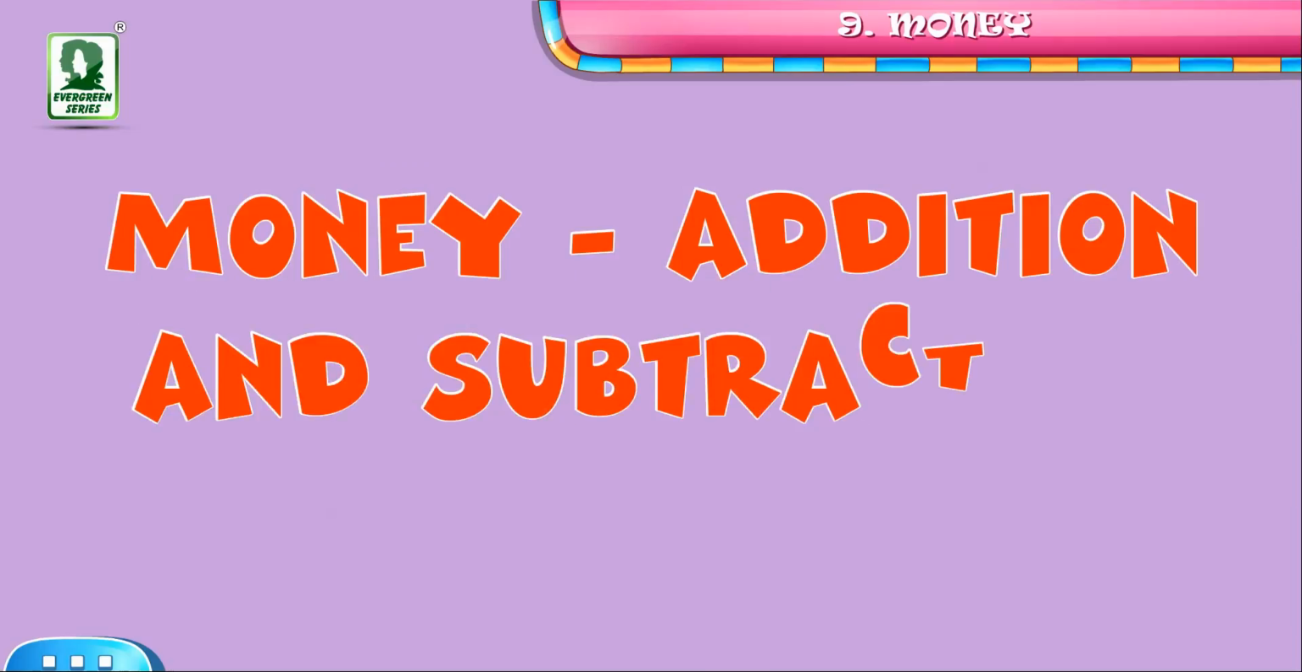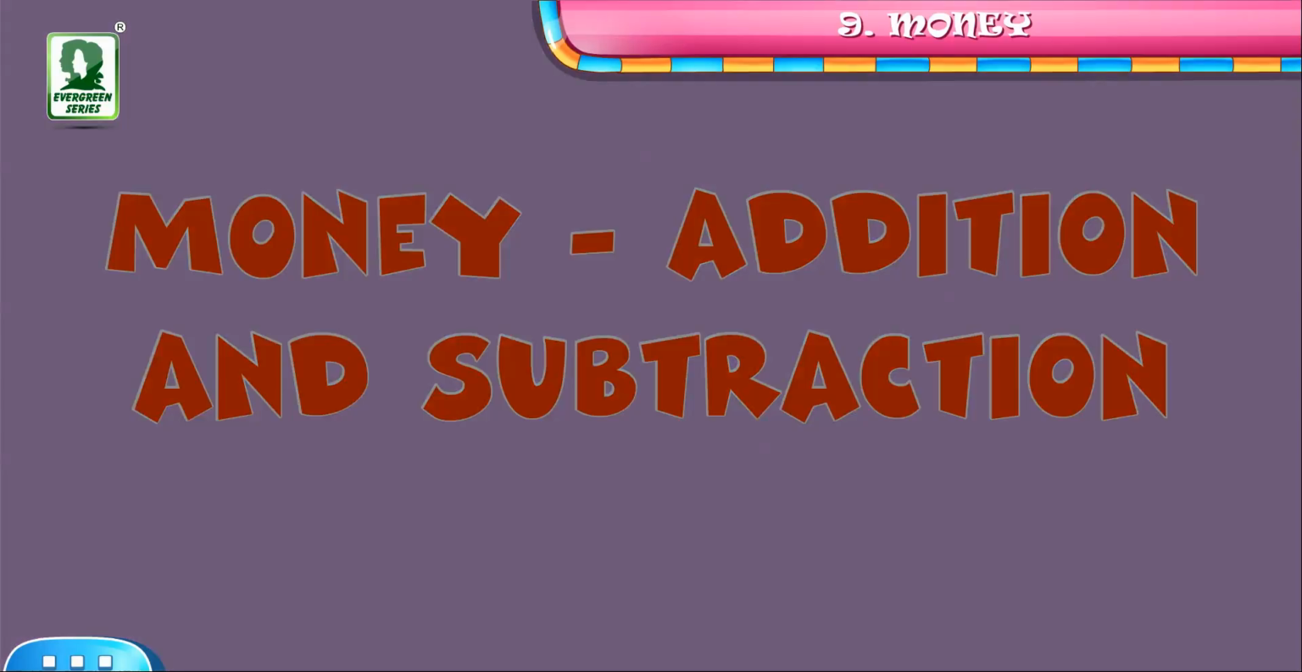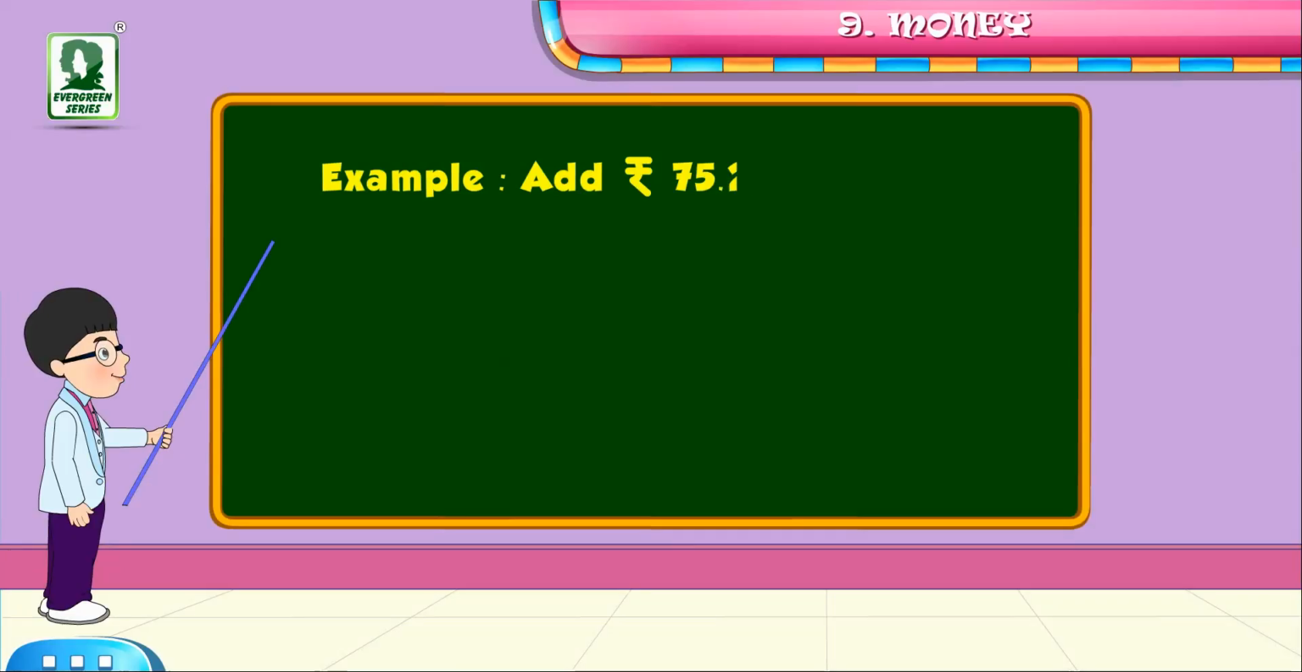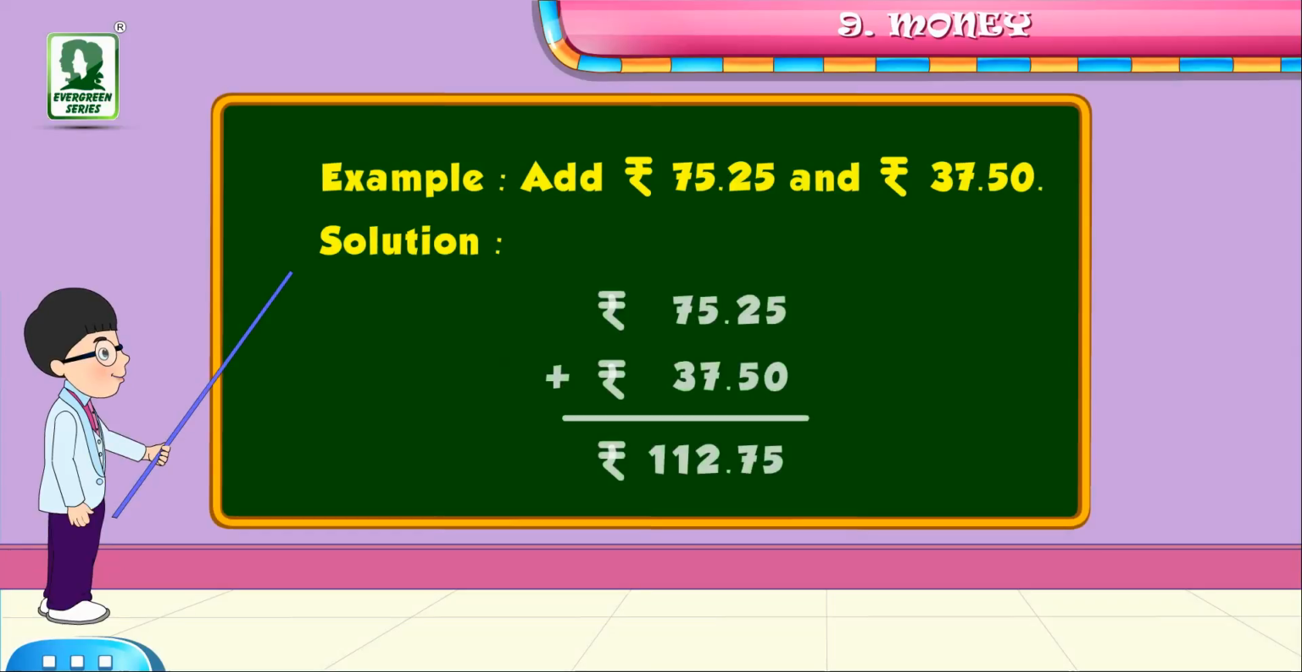Money addition and subtraction. Hello, today we will add 75 rupees 25 paise and 37 rupees 50 paise. First, we will add paise, that is 25 plus 50 is equal to 75 paise. Then we will add 75 rupees and 37 rupees is equal to 112 rupees.